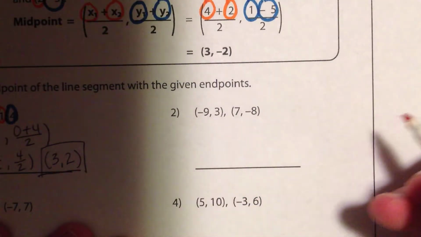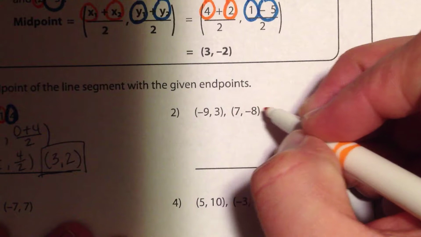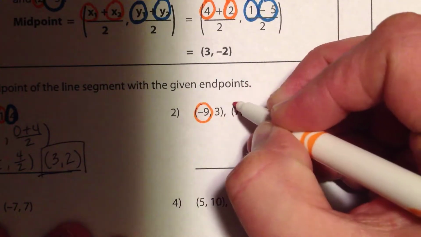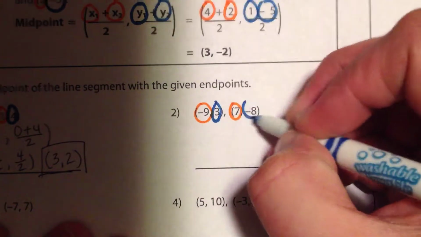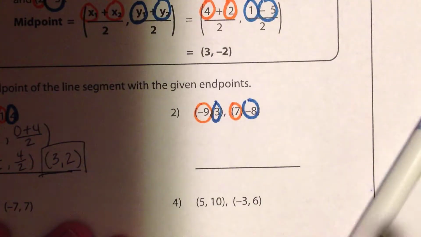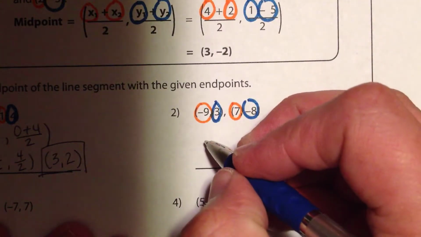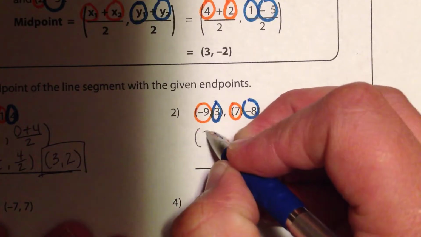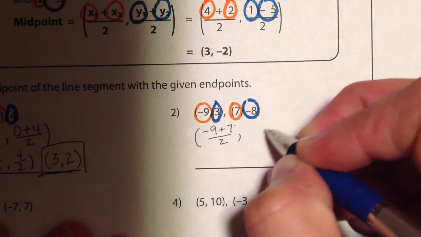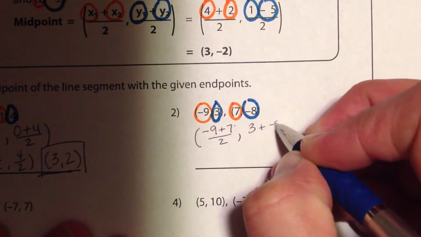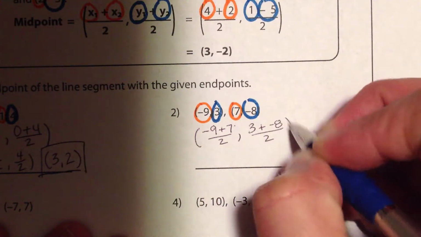Again, finding the midpoint between (negative 9, 3) and (7, negative 8), we take our x's and then our y's. So we're finding the midpoint between our x's, negative 9 plus 7, divide by 2, and our y's, 3 plus negative 8, divide by 2.